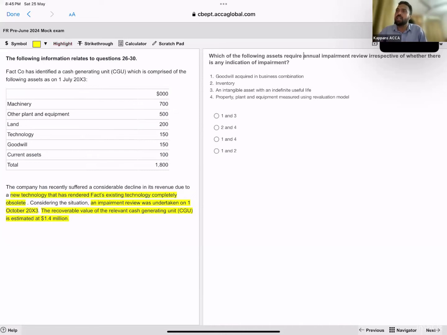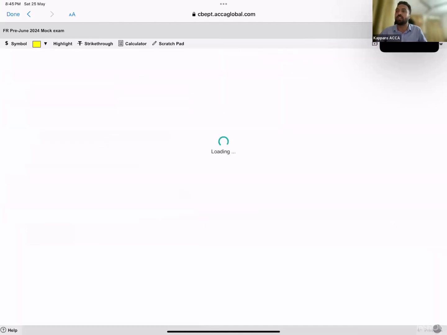Remember, the new technology has become completely obsolete. That means there is an asset damage. Which of the following assets require annual impairment review irrespective of whether there's any indication of impairment? That we have learned in the class. There are two assets that require annual impairment review: one, goodwill acquired in business combination, and an intangible asset with indefinite useful life. So option 1, goodwill acquired in business combination, and statement number 3, intangible asset with an indefinite useful life. So option 1 and 3. Straightforward question.